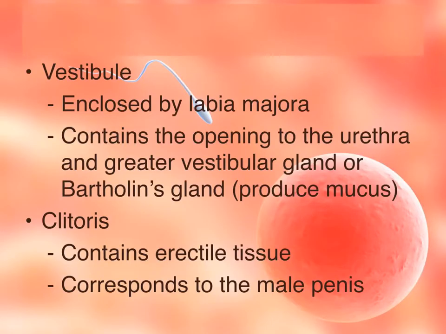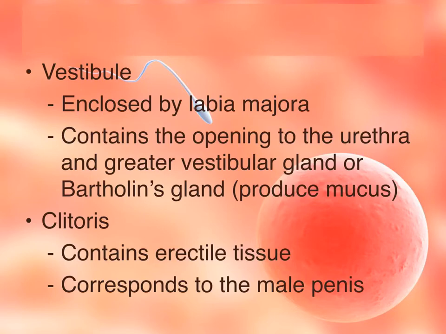The vestibule is the area on the inside of the labia majora. It contains the opening of the urethra, and it has a gland called the greater vestibular or Bartholin's gland, which has the same type of function as the bulbourethral gland or the Cowper's gland in the males. It produces mucus to reduce friction and to neutralize the acid in the vaginal secretions.